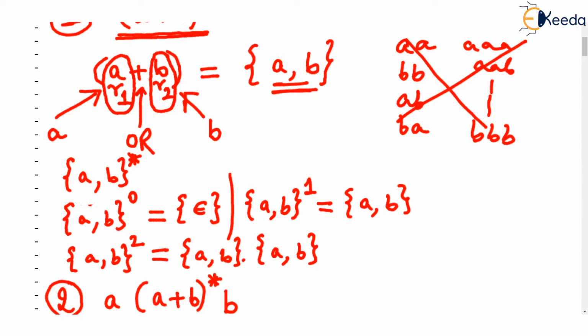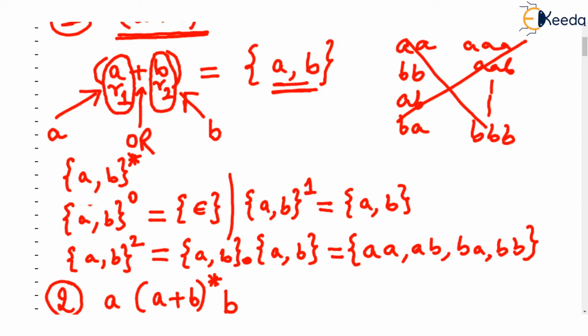Because what we are doing is raising the set to 2, which in our set notation means {a, b} is actually Cartesian product with {a, b}. That means each element on the left will be joined with each element on the right. So we'll get aa, ab, ba, and bb.